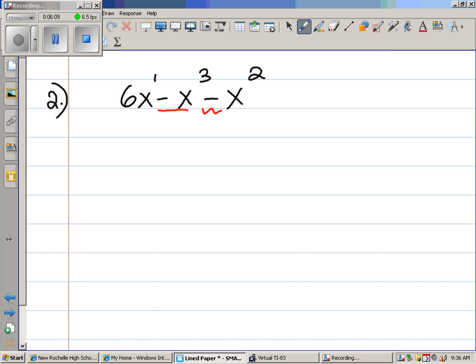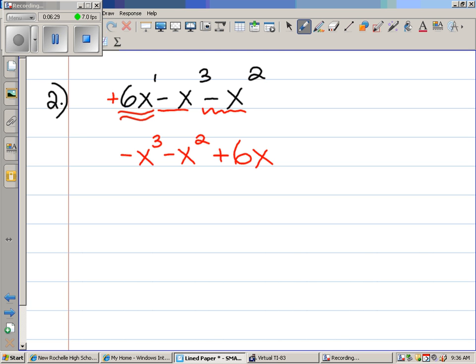These are called terms, so we're going to move the terms around. Negative x cubed minus x squared plus 6x, because that's essentially a positive 6. And now we do our normal factoring.